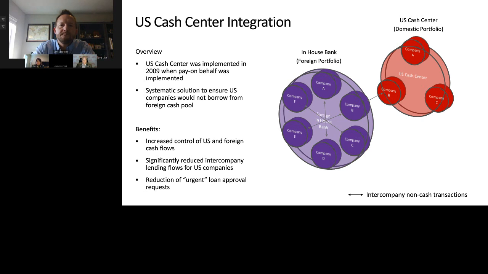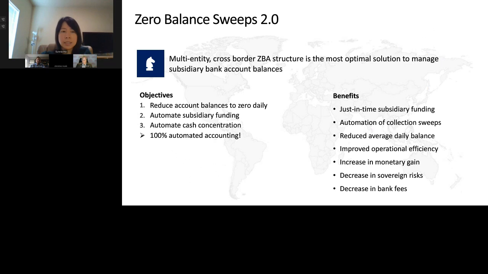Yep. Thanks, Jim. So one more functionality to highlight, and which we implemented with the enhanced feature, is multi-entity ZBA. As mentioned earlier, we use the in-house cash center for cash concentration and funding. And in order to automate the end-to-end process, including the accounting posting, we enable something called the SAP Treasury feature to tag the electronic bank statement.